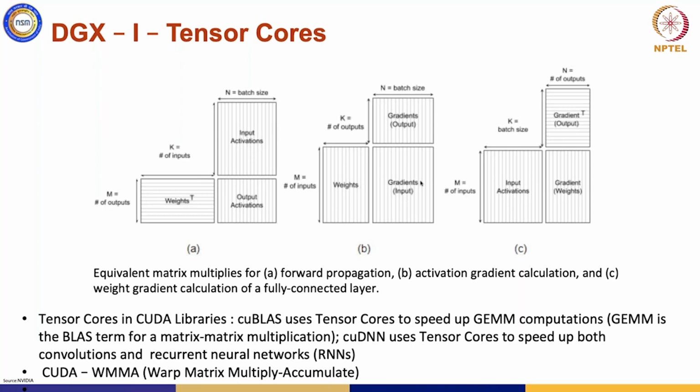So this is how people could use tensor cores: you can use tensor cores in CUDA libraries. You have cuBLAS, which uses tensor cores to speed up the GEMM computations, and then cuDNN also uses tensor cores to speed up both the convolutions and the recurrent neural networks, or RNNs. So this is how you could start using tensor cores for your own application development. And then there is something called CUDA warp matrix multiply accumulate, or WMMA. This will help you to use tensor cores very fast.